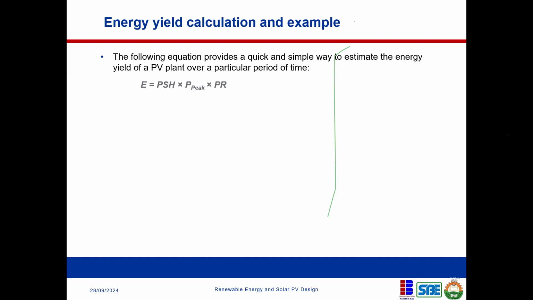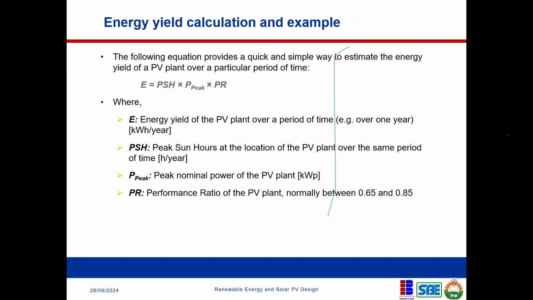Now for peak sun hour, I think I will need to explain that a little bit further in the slide. We always have confrontations anytime we talk about peak sun hour. When I said that for Nigeria, it is safe to use a peak sun hour between 4 and 5.